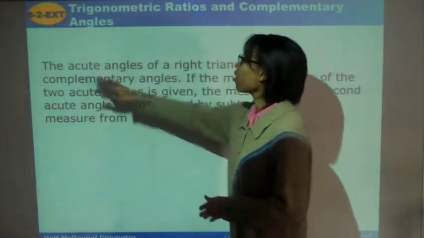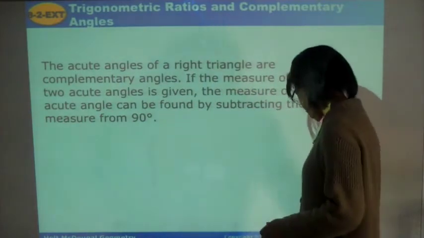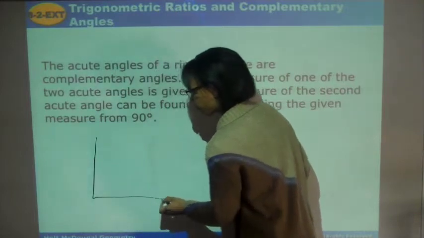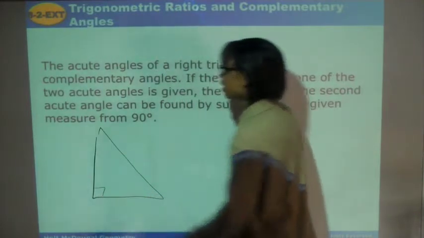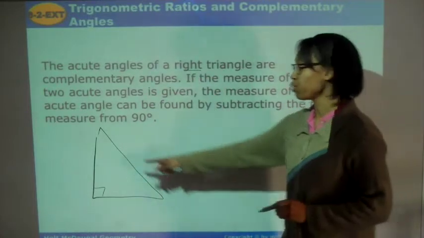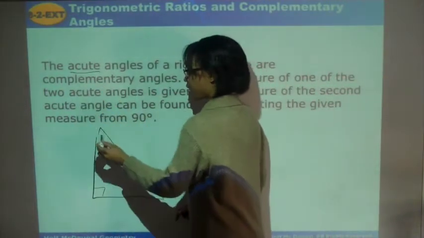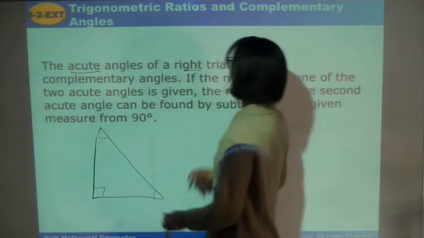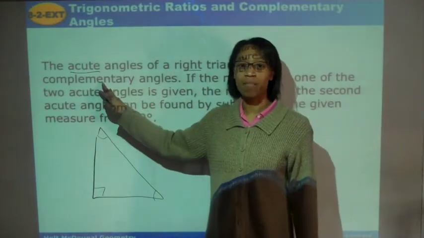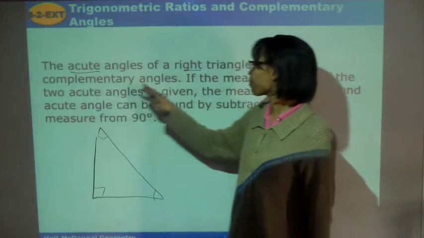So, the acute angles of a right triangle. If you have a right triangle, and we know it's 90, that's a right triangle. The two acute angles, being here and here, those two angles are complementary. Complementary meaning that they add to 90.